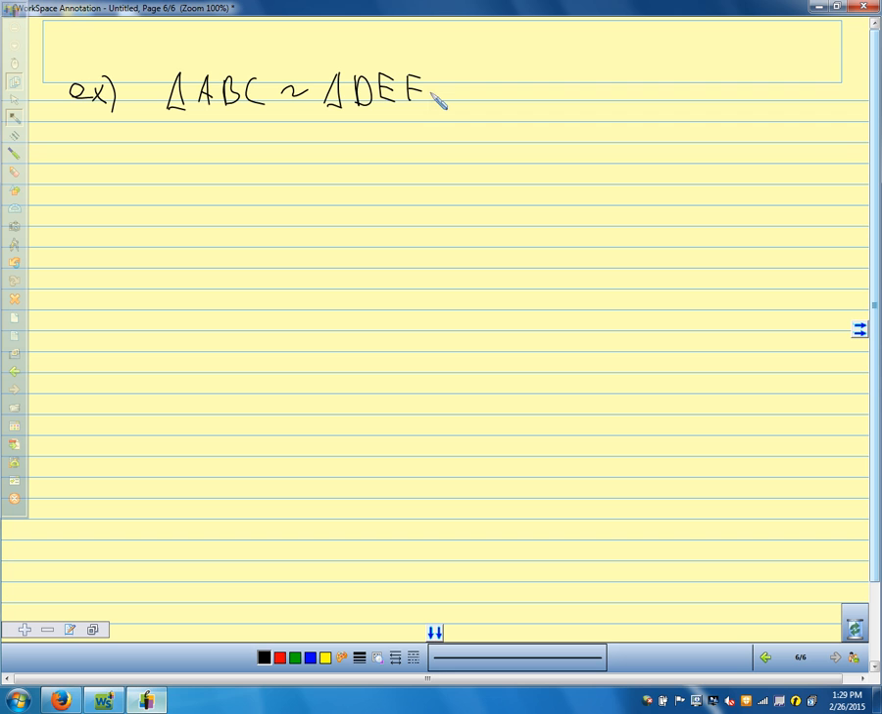So triangle ABC is similar to triangle DEF. Which angles are congruent? So angle A, what angle is going to be congruent to angle A? Angle D, right, we just match them up in the same place. Angle B is going to be congruent to angle E. And finally angle C, congruent to angle F.